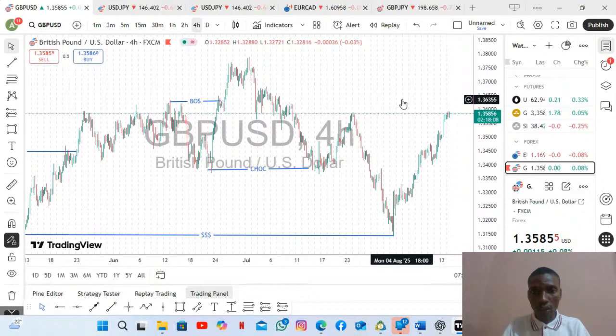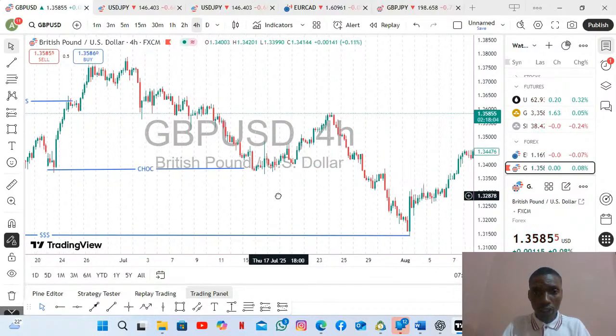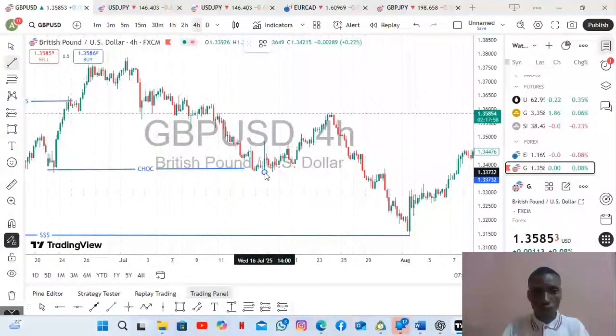This is what it looks like on the 4-hour time frame. We can see that on the 4-hour time frame, a break of structure to the downside has occurred.